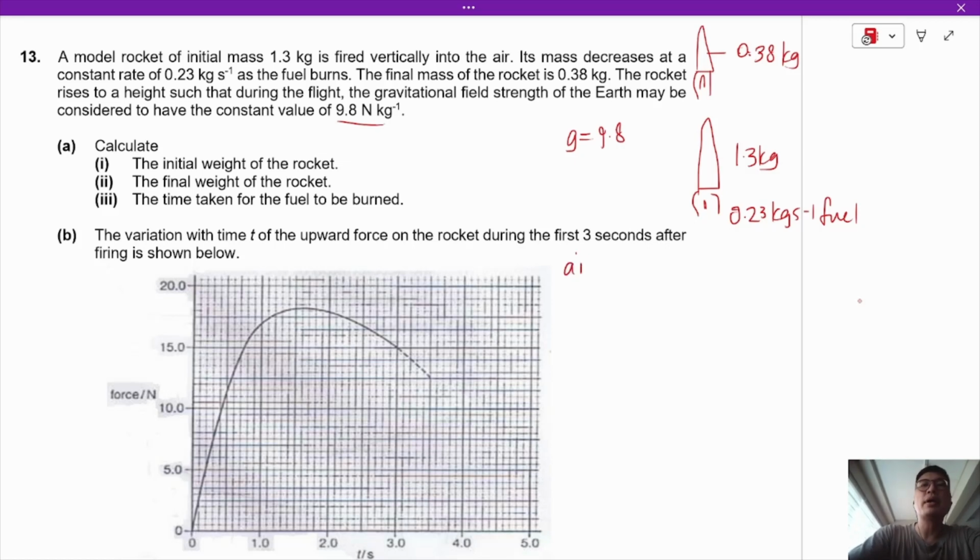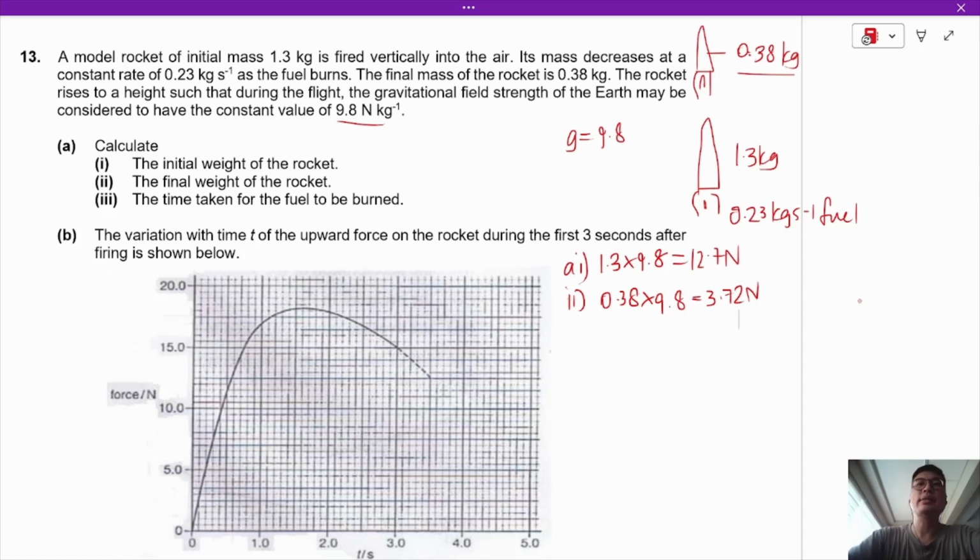Now part 1 is quite simple. The initial weight of the rocket will be 1.3 multiplied by 9.8, which will be 12.8 newtons. Part 2, calculate the final weight of the rocket. The final mass of the rocket is 0.38, and then you multiply by 9.8. That should give you 3.73, I think, plus or minus some decimal places.